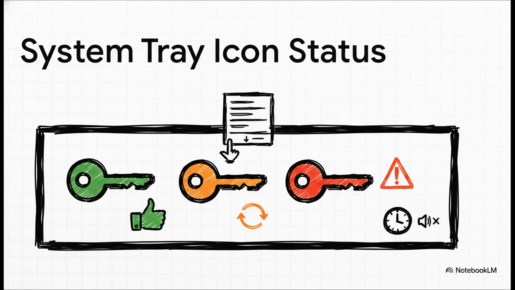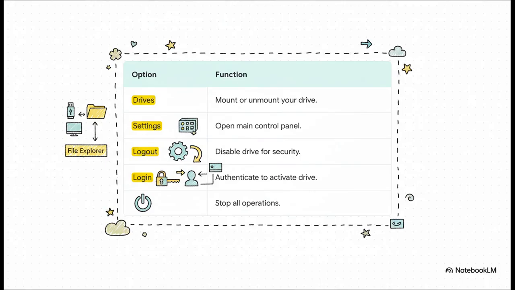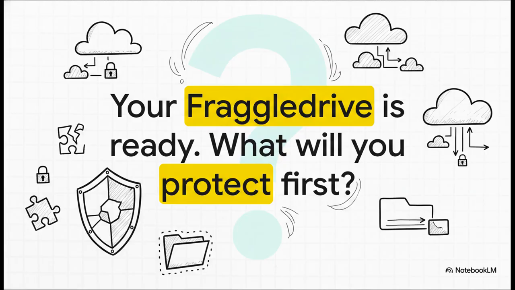A simple right-click on this icon brings up the main control menu. And this little menu is your command center. You can mount your drive, which makes it visible in File Explorer, or unmount it to make it disappear. You can log out to secure everything, or pop into the main settings panel if you need to make changes. Pretty much everything you need for daily use is right here. And just like that, you are fully equipped to protect your most sensitive data. Your Fraggle drive is ready to go. So the only question left is, what will you protect first?